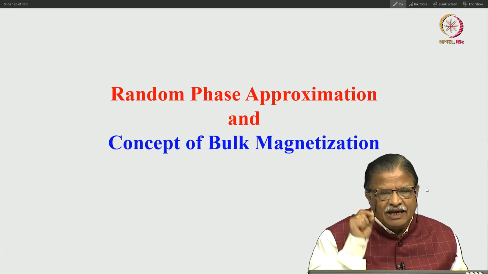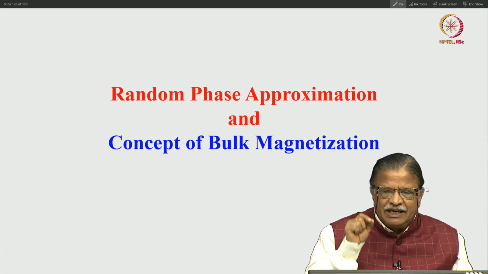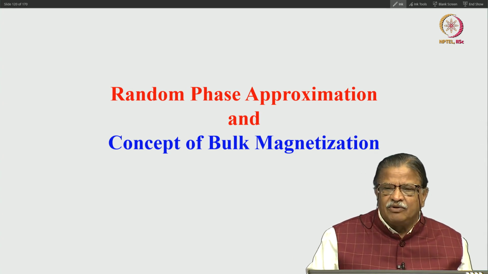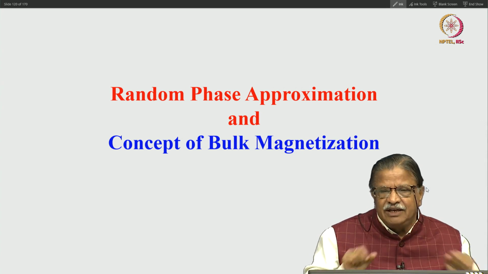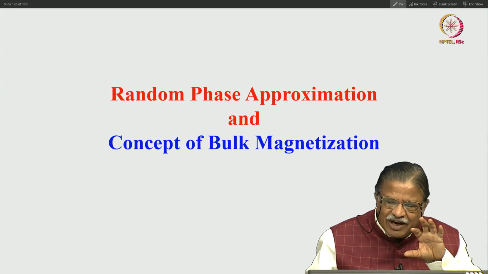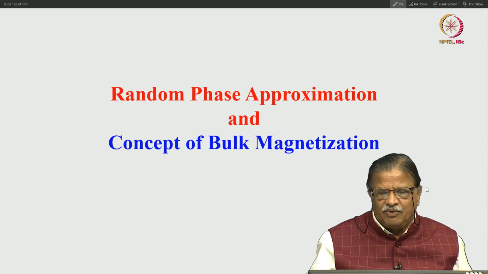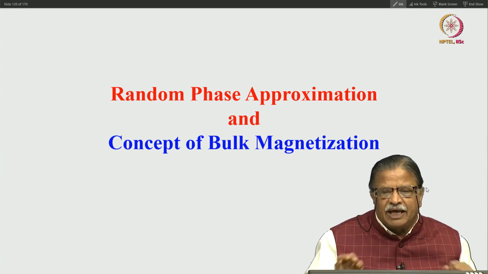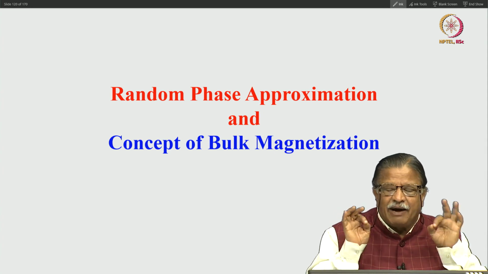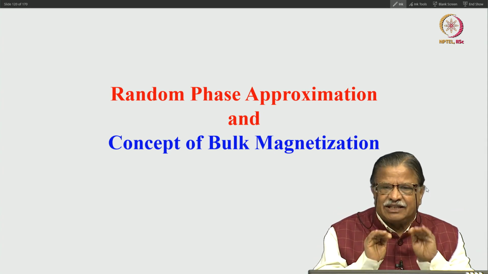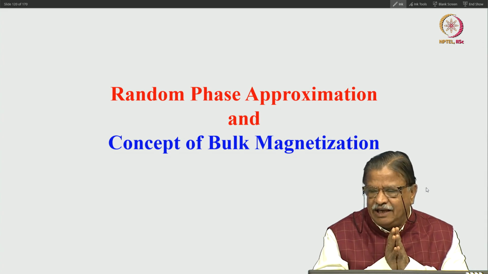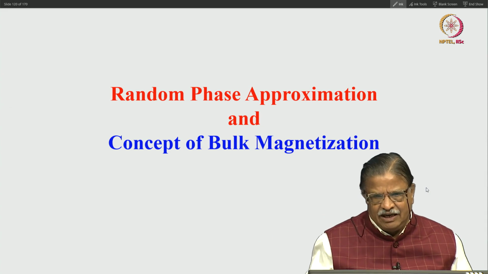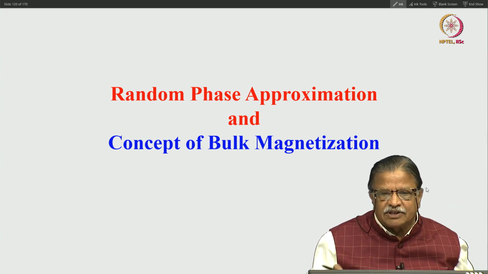As I said, NMR spectroscopy is neither absorption nor emission, it is a coherent spectroscopy. We have to see the coherence of the nuclear spins, and there is a different way of understanding it by using what is called the bulk magnetization concept. So, I am going to introduce today the concept of bulk magnetization. This is the real way of understanding how we see the signal in NMR spectroscopy. For this we have to understand what is called the random phase approximation.